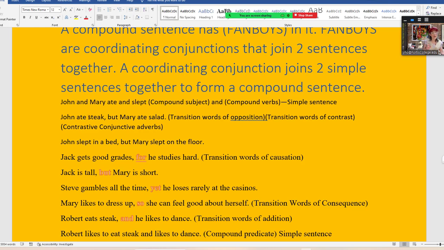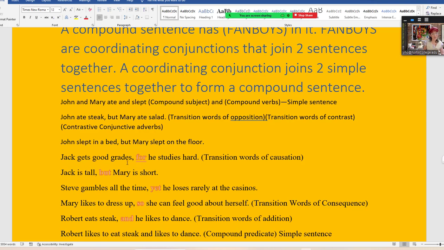It's only when the coordinating conjunction joins two sentences, not two nouns or two verbs, but two sentences together, then it becomes a compound sentence. John ate steak, comma, but Mary ate salad. And then if you want to find other words instead of "but" all the time, you would look up transition words of opposition or transition words of contrast or contrastive conjunctive adverbs. They mean the same thing. The grammar book just has different ways of saying the same thing.